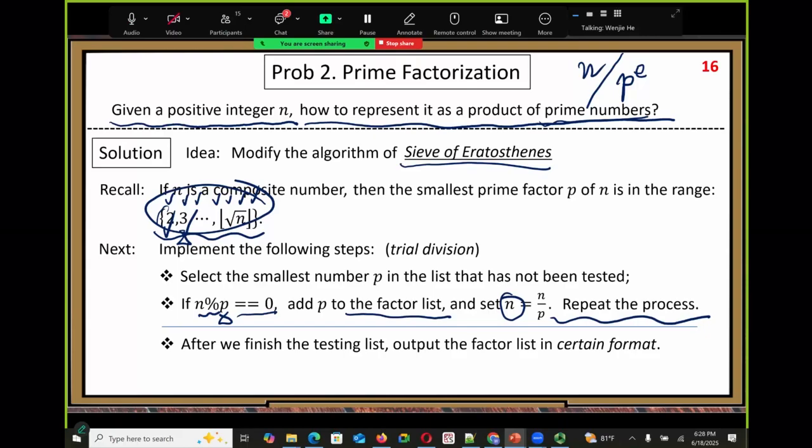output the factor list in a certain format. So you have a factor list, but remember that p could be repeated multiple times, right? Your p is probably repeated 3 times, then your next prime, let me call it q, is probably repeated twice, and so on. So you have many prime numbers, each prime number repeated a certain number of times. So then you should output that factor list.